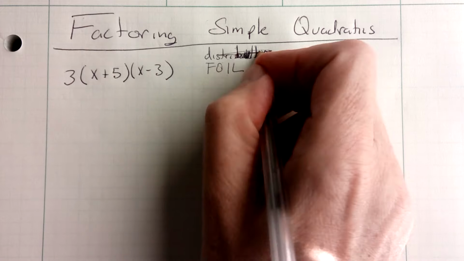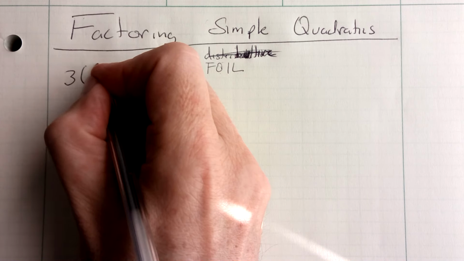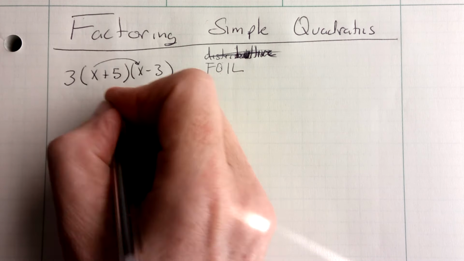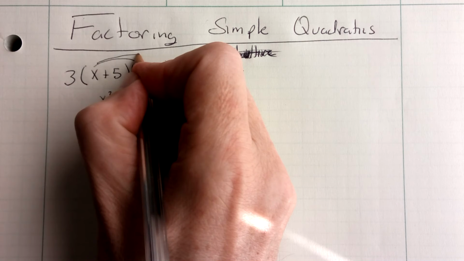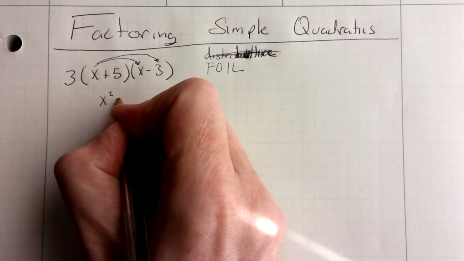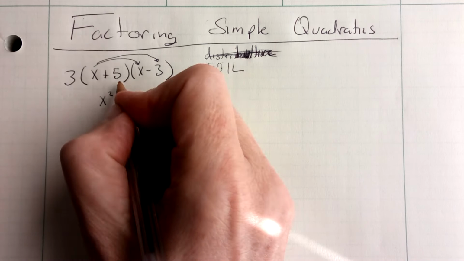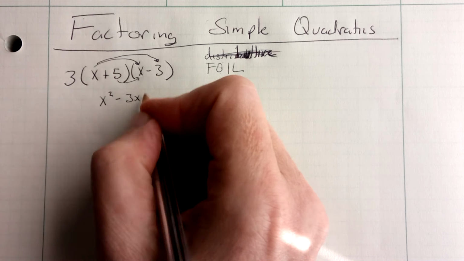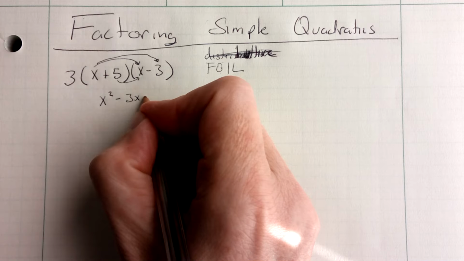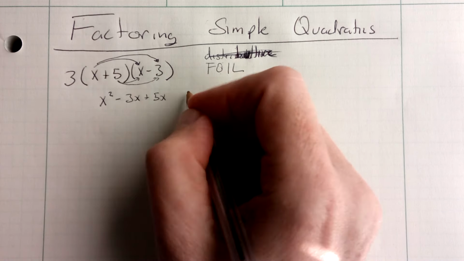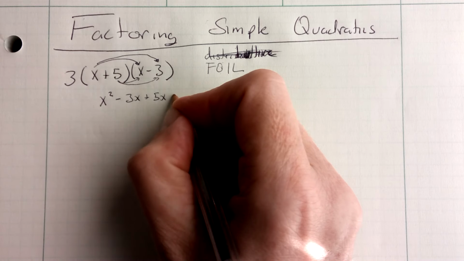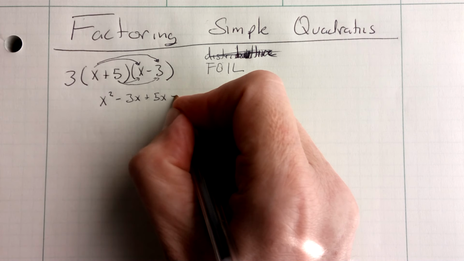You get the idea. We're going to take the x, multiply by x, get x squared. That's the first times the first. Multiply the first times the last, we get a negative 3x. Then we multiply the last times the first, or the inner ones, which gives us a 5x. And then the last times the last gives us a minus 15.